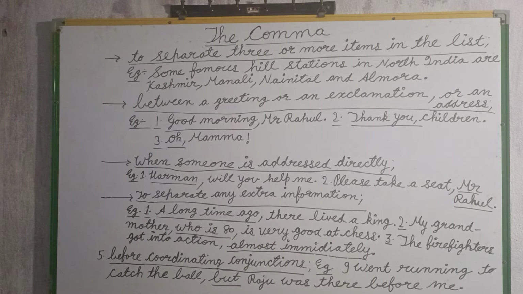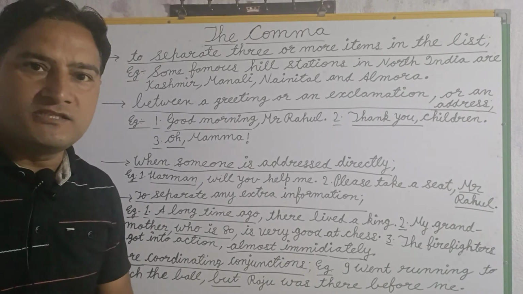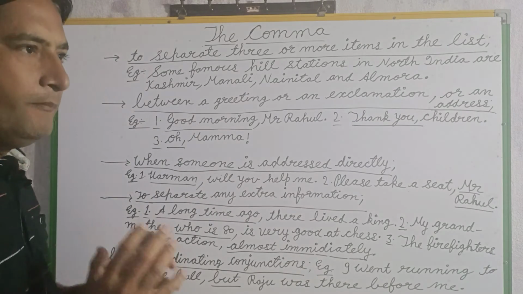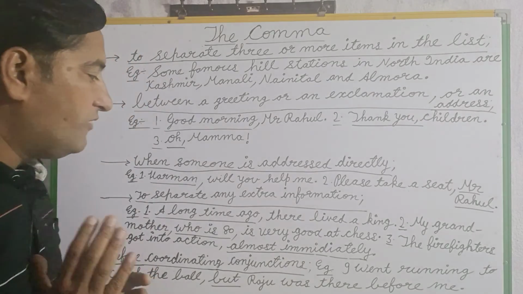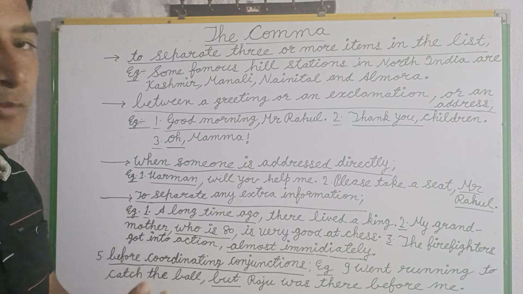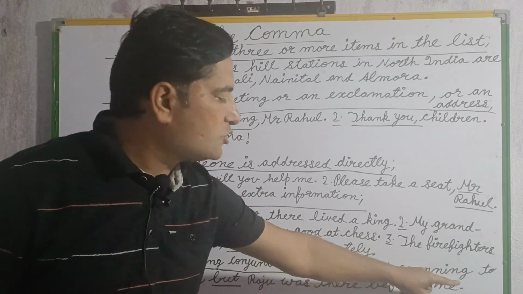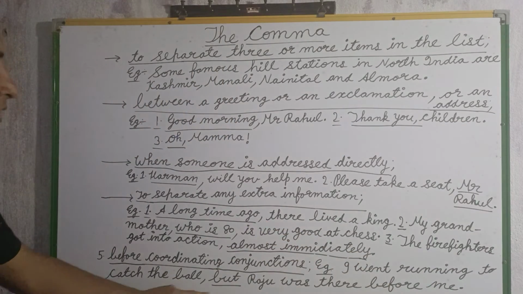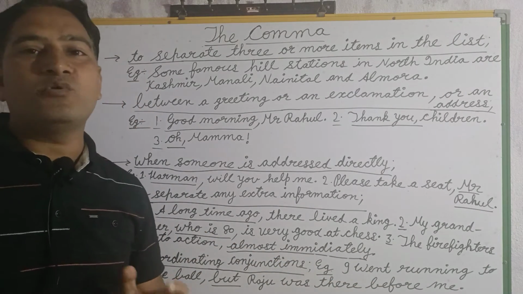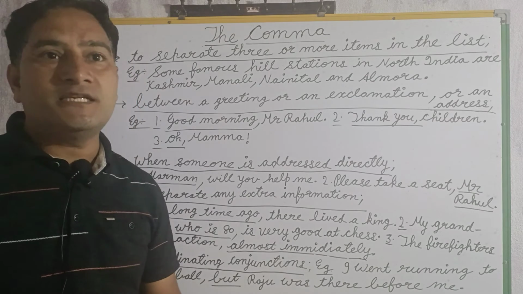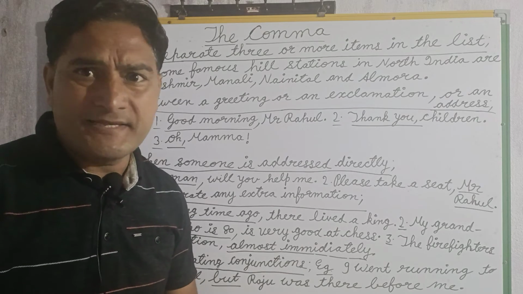And the last one: before coordinating conjunctions, a comma is used when we make a sentence using two independent clauses and use a coordinating conjunction. A comma is used before the coordinating conjunction. I went running to catch the ball, but Raju was there before me. I tried very hard, but I couldn't pass the exam. He studied hard, but he couldn't pass the exam.